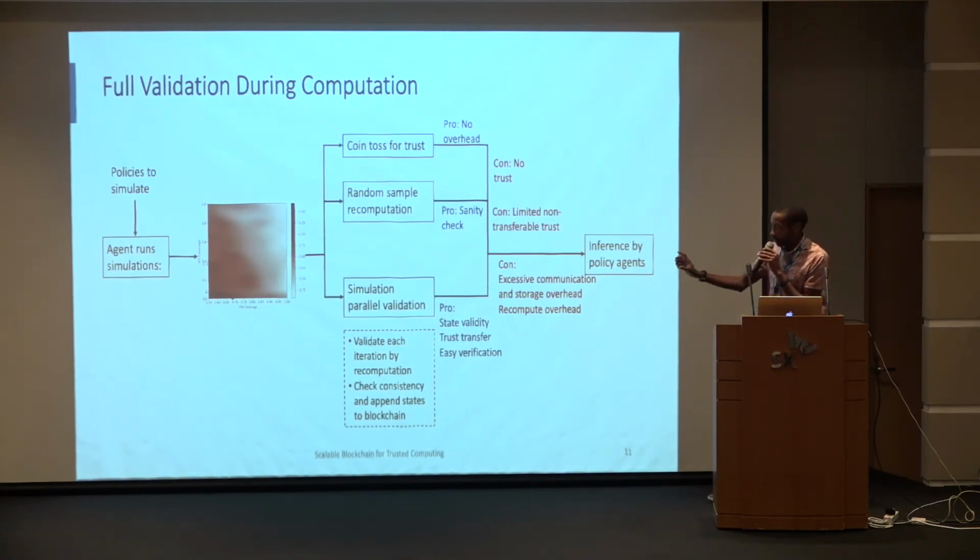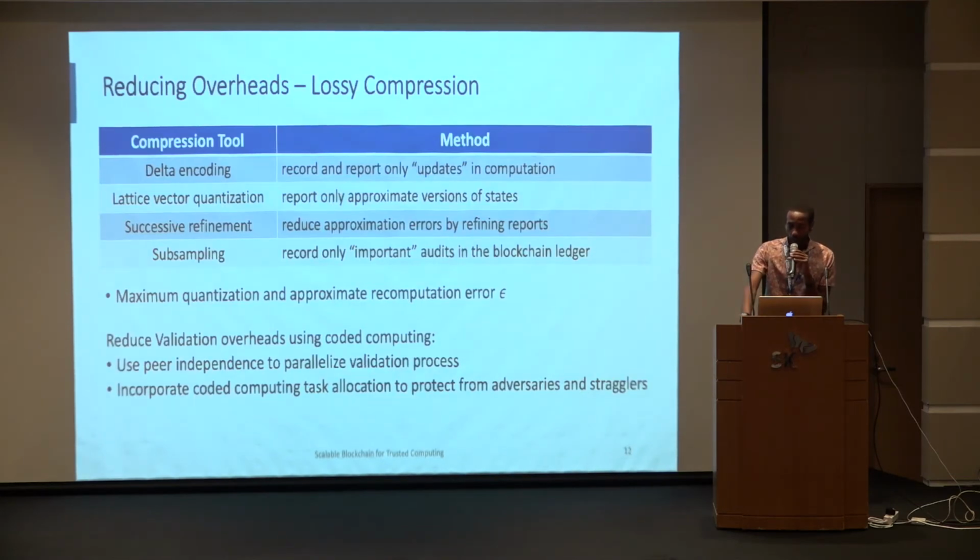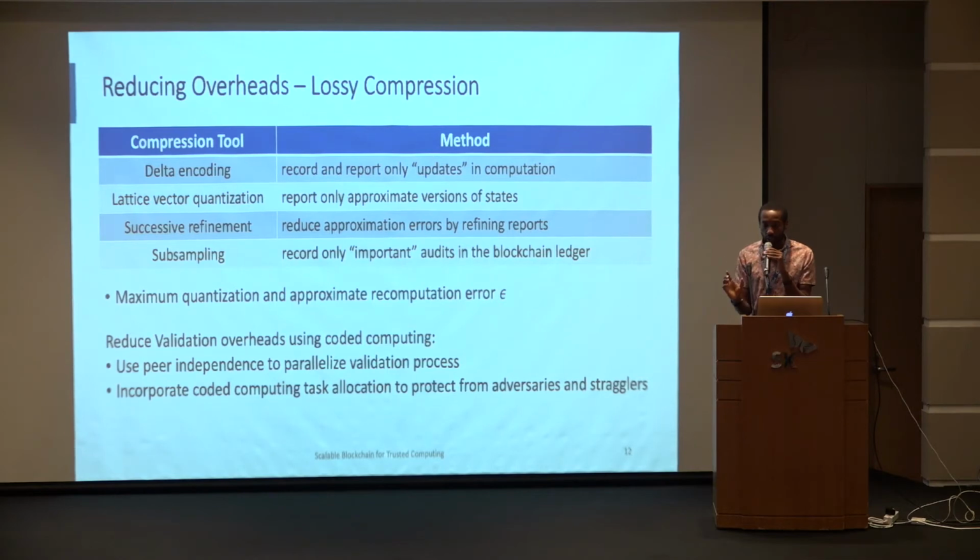But again, having introduced these simulation parallel validations of the different states, we also encountered a challenge of large overheads of communication and storage. To look into that, we considered using 4 main tools. One was delta encoding, whereby in the iterative computation, successive states are mostly close to each other. We don't really have to store each of those states. We just store and report only the changes in those states so that it reduces the storage.